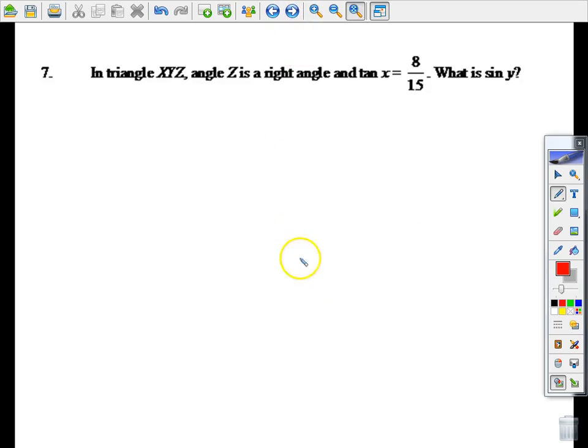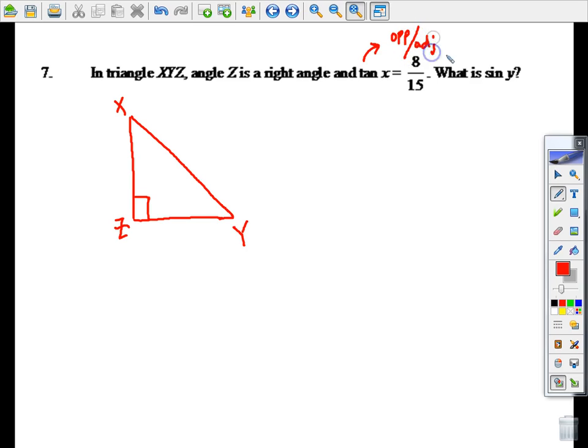All right, let's move right along. In number 7, we're given this triangle XYZ, and Z is a right angle. Okay, so let's just sketch that. There's Z, so I'm just going to call this X, and this is Y. We're also told that tangent X, so looking out from angle X, and remember that tangent is the ratio opposite over adjacent.